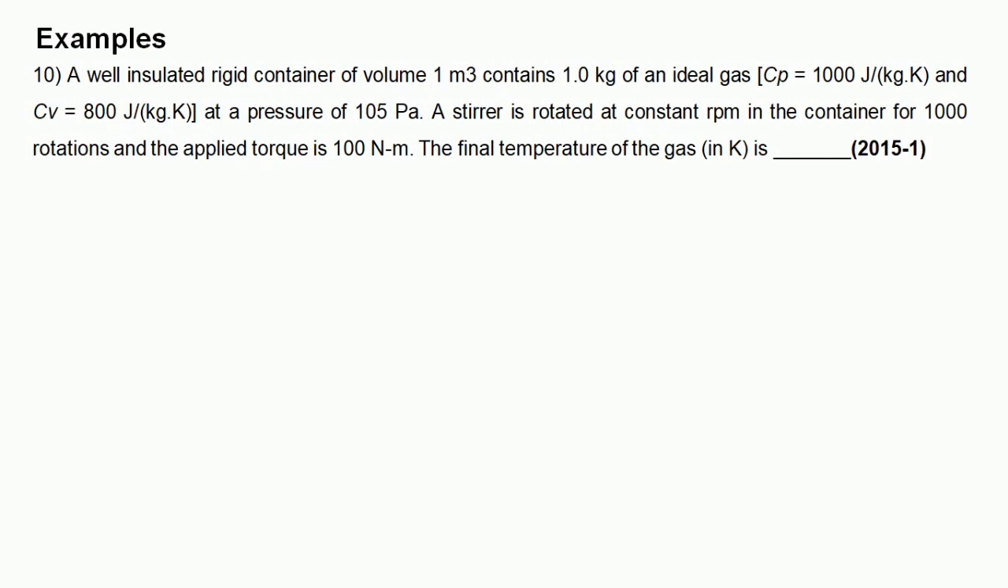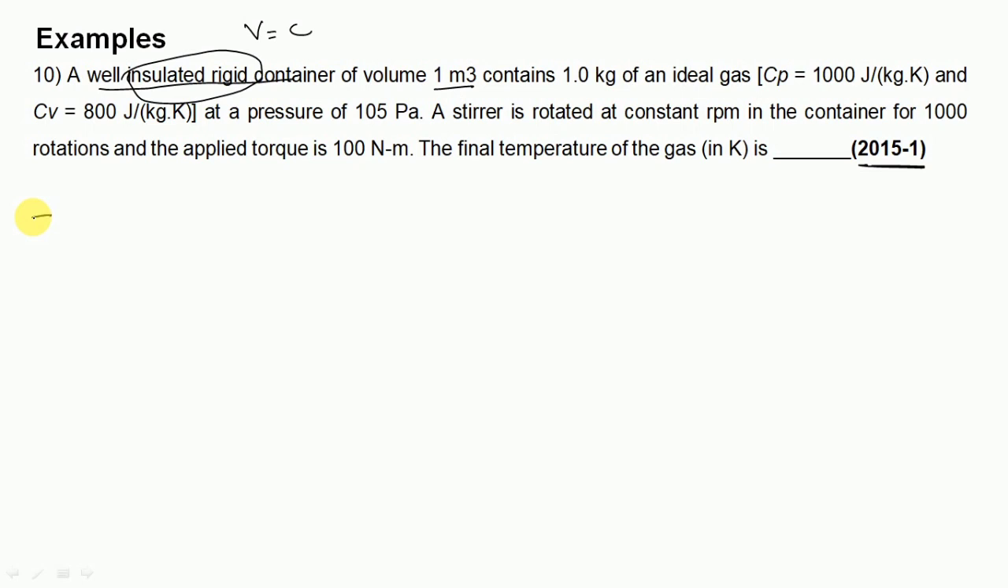Here there is some complication, an interesting example we can say. It's from GATE 2015, set number 1. Here it is given that it is a well insulated rigid container. When you see an insulated rigid container, it means the volume is constant, the volume does not change. We need to understand this: whenever a rigid container is given, its volume does not change. Okay, so the given volume is 1 meter cube.